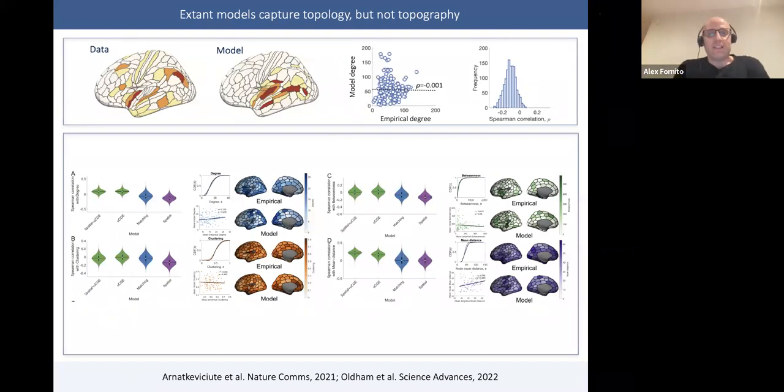So the key point that I want to emphasize here is that it's important to not only focus on topological properties of the brain, but also spatial properties, to consider how these properties are spatially embedded. And that while these physiologically constrained models certainly appear to improve our ability to explain topology and to some extent spatial topography, there's still room for improvement. And that's to be expected.